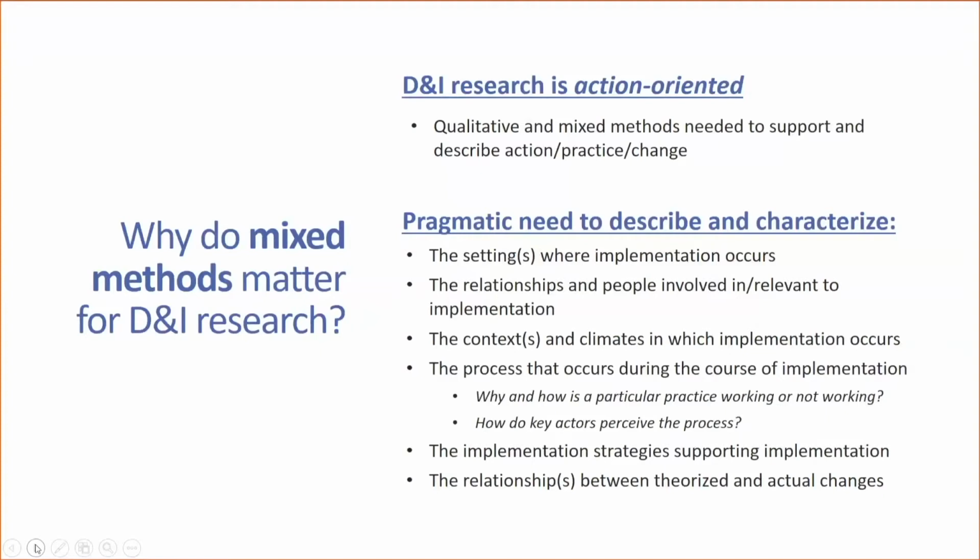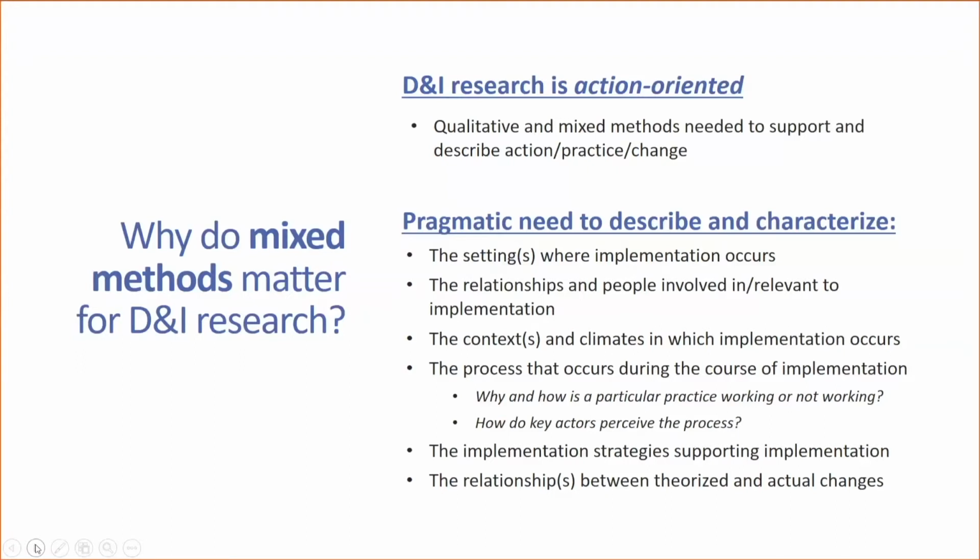We also have a pragmatic need in D&I research to characterize and describe many different facets of what we need to understand in these efforts. So, for example, we need to understand the settings where implementation is happening. And within those settings, we need to understand people and relationships and who is relevant to what's going on and what their relevance is, what their stake is in what's happening with implementation. We want to understand the context and climates in which implementation occurs because we know that these are critical for understanding whether implementation is successful and what characteristics go into that success or perhaps, lack of success if that's the case.